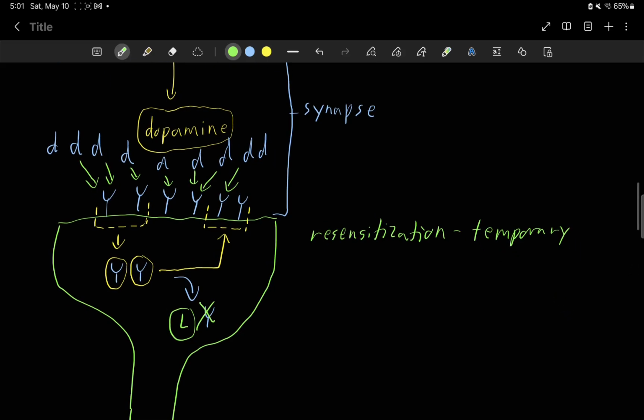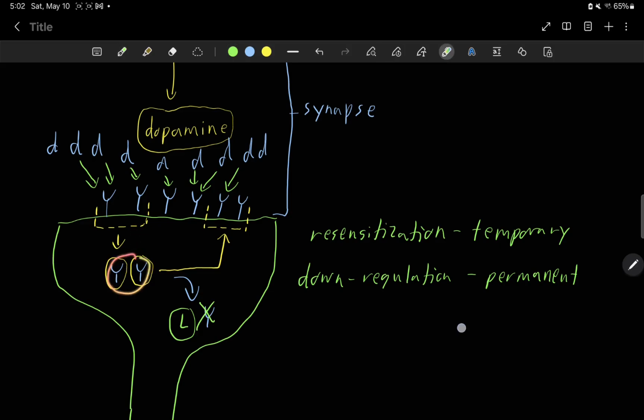But in extreme cases where we have so much signaling and this just isn't enough, we need a more permanent solution, then we can instead send those receptors to lysosomes to get broken down. And that is what we call downregulation. And this is a more permanent termination mechanism, because when we send these receptors over to our lysosome and have them permanently broken down, well, now your receptor is gone.